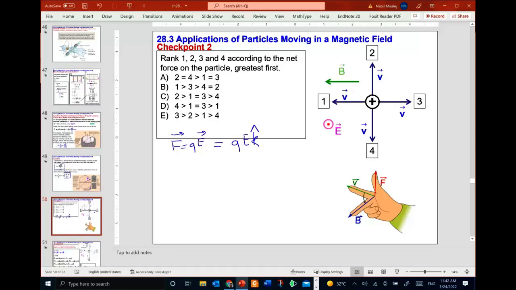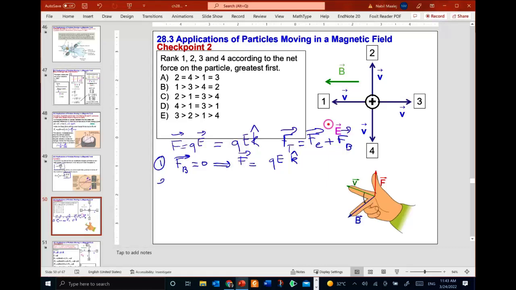Now we're going to determine the magnetic force. We know the total force is equal to the electric force plus the magnetic force. Let's take the first situation. What is the magnetic force in the first situation? It's 0, because the velocity vector and the magnetic field vector are parallel, and the sine of 0 is 0. So FB is equal to 0. That means the total force is just equal to QE times k. This is the total force in the first situation.